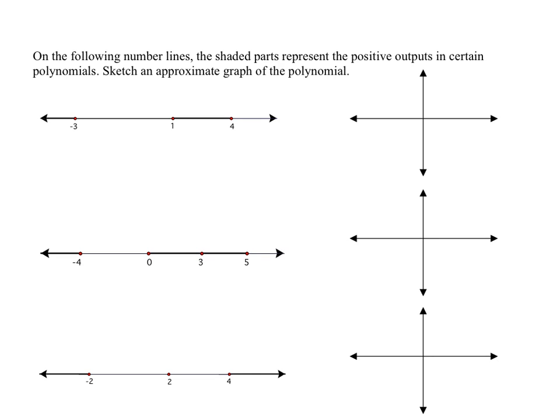And on the number line, the shaded parts represent the positive outputs. Positive outputs are your y values. So if they're positive y values, that means you're going to be above the x-axis. So your graph would be located at that point when this number line is shaded.